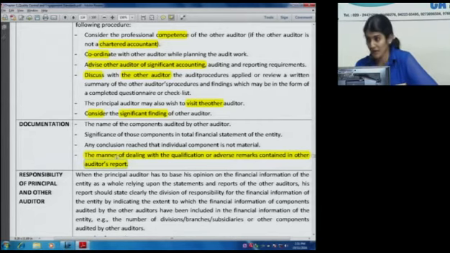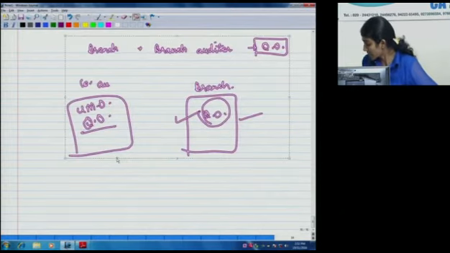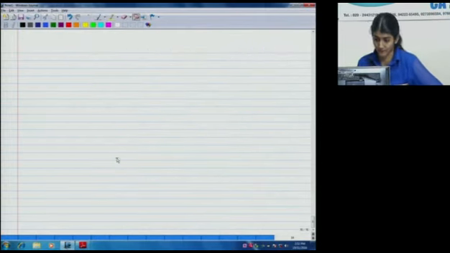Right? The principal auditor should document in his audit documentation what? The manner of dealing with the qualifications or the adverse remarks in the other auditor's report. Right. And now, last one, we come to the reporting.